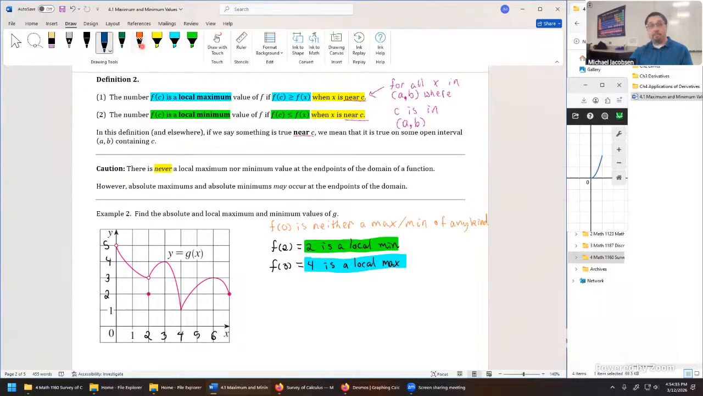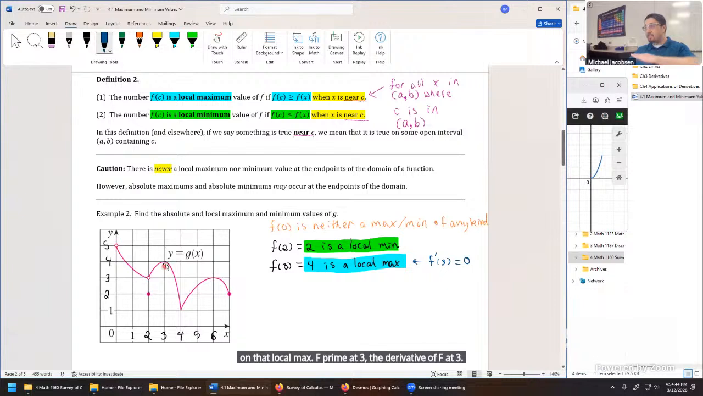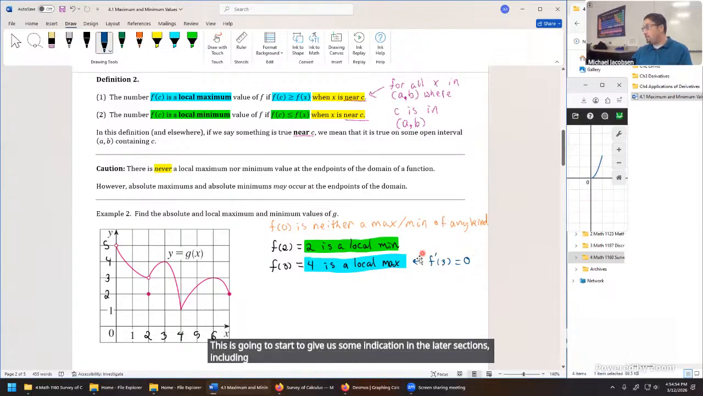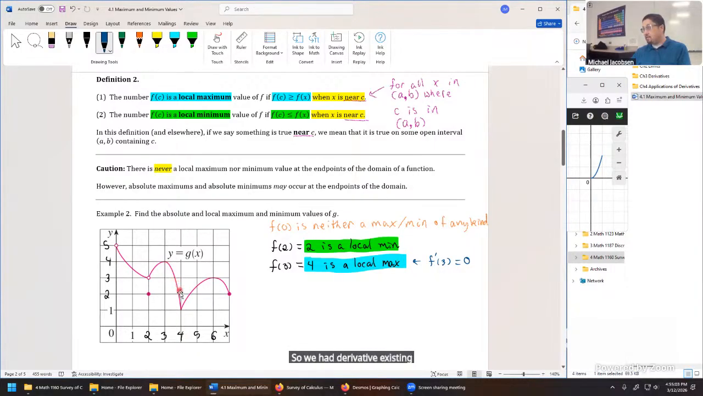But notice something kind of curious happened at that local max as well. On that local max, f prime at 3, the derivative of f at 3, is immediately 0 because the tangent line is horizontal right at that spot. This is going to start to give us some indication in the later sections, including this section as well, of what to look for if you're trying to spot local minimums, local maximums. So we had derivative existing here. Then we come down to this sharp point right at 4.